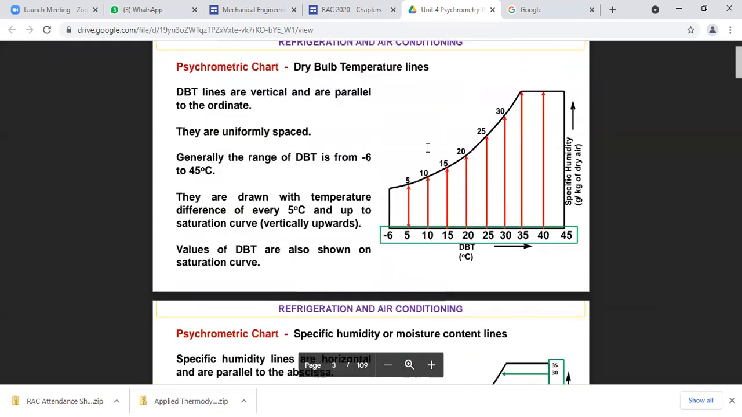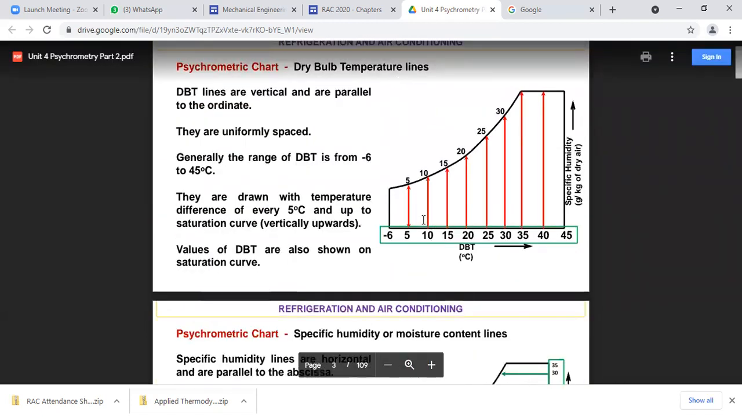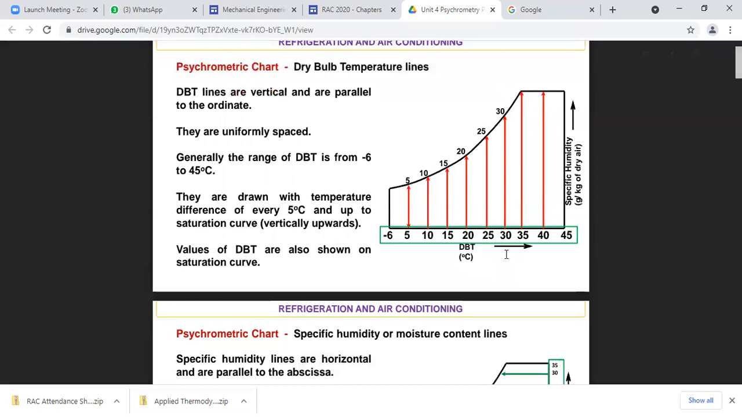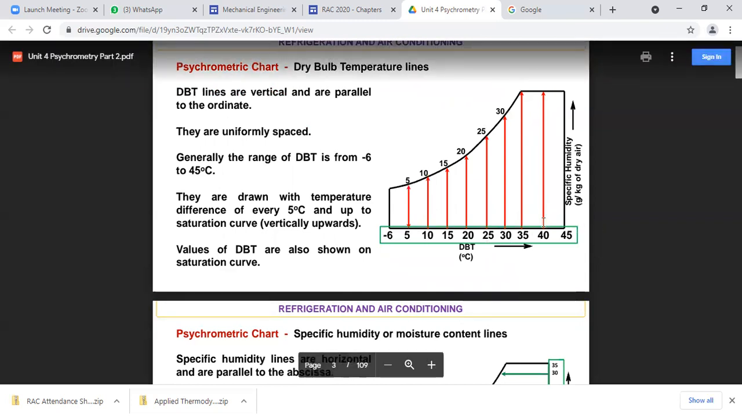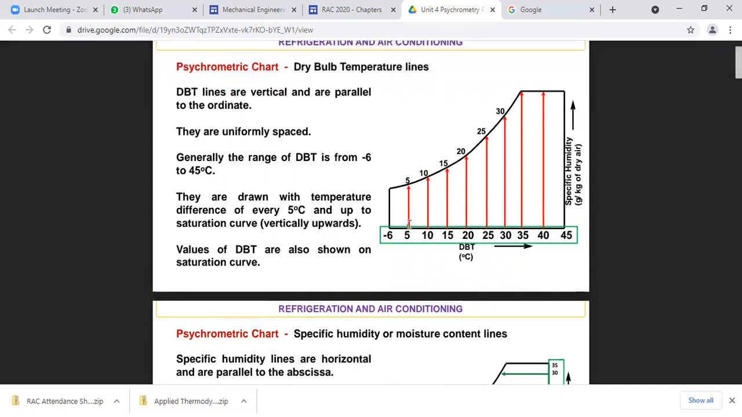First of all, we are going to see the dry bulb temperature lines. On the x-axis we have plotted the dry bulb temperature lines, and they are vertical and parallel to the ordinate, so they are uniformly spaced. Generally the range of dry bulb temperature is -6 to 45 degrees Celsius, and they are drawn with a difference of every 5 degrees Celsius up to the saturation curve.